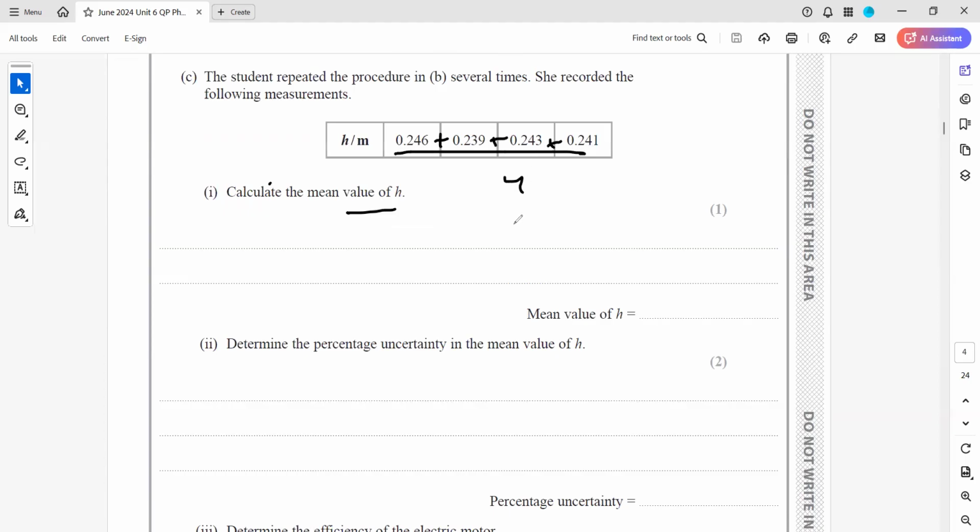0.246, 0.239, 0.243, 0.241. So add them and divide by 4. What is the average when you add them? 0.246 plus 0.239 plus 0.243 plus 0.241 and divided by 4. What is the average here?